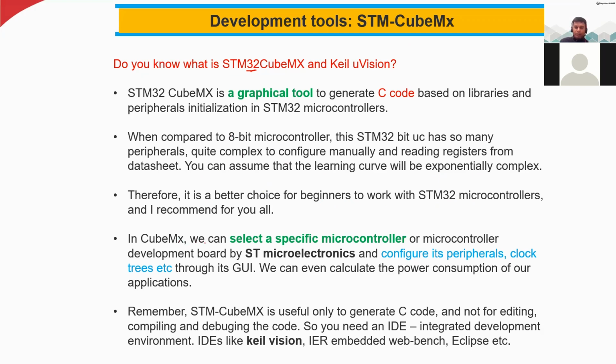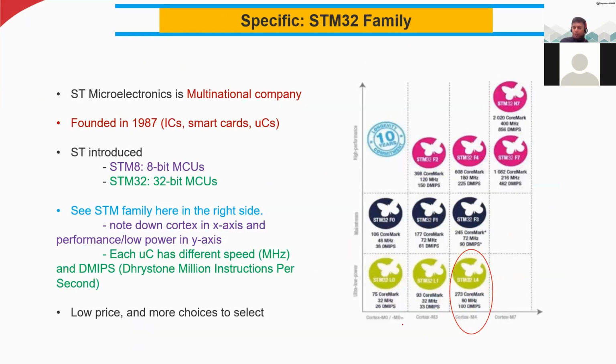In CubeMX, we can select a specific microcontroller or microcontroller development board. We have seen different types of microcontroller families under ST Microelectronics. They have M0, M3, M4 and M7, different types of cores they are using. And we are going to use this STM32L4 series. It has a clock speed of 80 megahertz and 100 DMIPS. I mentioned what DMIPS is already. So please remember, once you open the tool, you have to select the correct board.